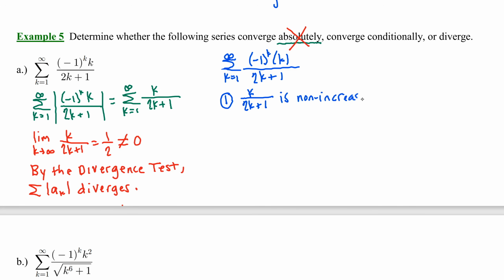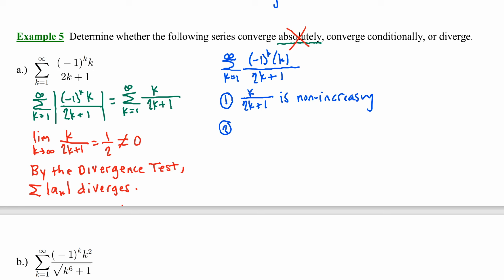non-increasing. Okay, translation, it's kind of decreasing. In fact, it is decreasing. Non-increasing means it's either decreasing or staying the same. We can tell just by looking, because notice, as k approaches infinity, as k increases, the denominator is always bigger than the numerator. The denominator is growing faster than the numerator. That means that our function is decreasing. So that verifies the first component of the alternating series test.